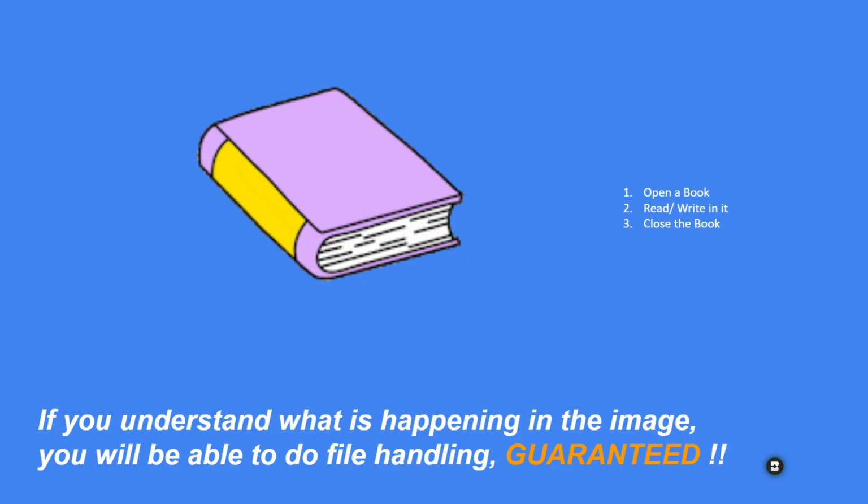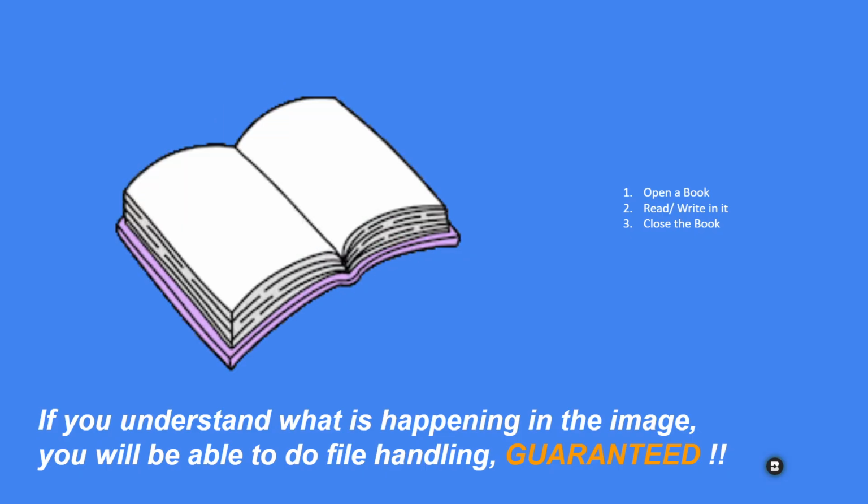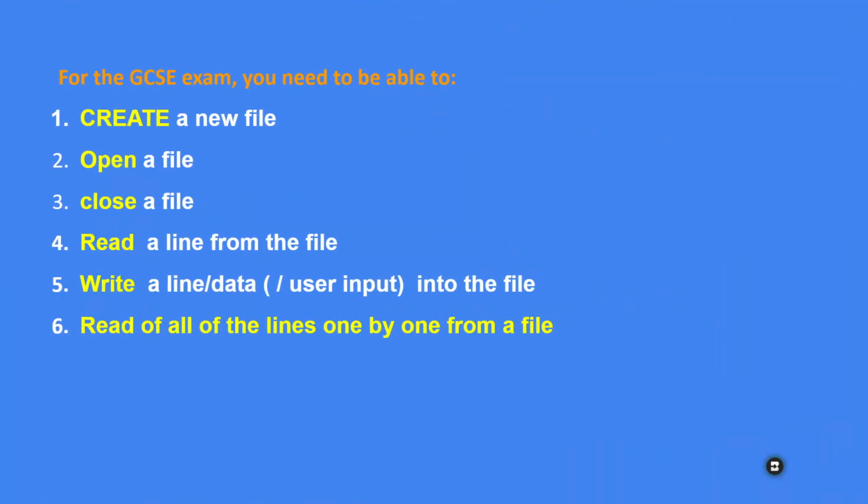Now, look at this picture. When you read a book, what do you do? First, you open the book, then you read it, or if it is a notebook you write in it, and then you close it. Step number one, open a book, then you read or write, then you close. This is the exact sequence you're going to use when you're doing file handling in programming. So: create a file, open it, read, write, close it, and then read all the lines one by one from the file. These things you need to know for a GCSE exam, okay?